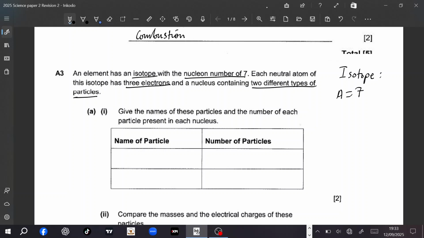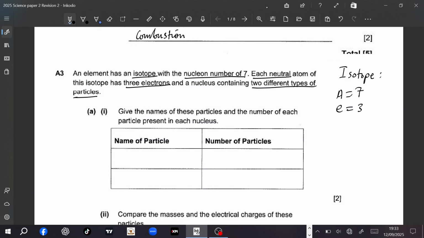Then other than that, we are told that each neutral atom of this isotope, the keyword is each neutral atom, has 3 electrons. So we know the number of electrons is equal to 3. And a nucleus containing 2 different types of particles. We have a nucleus, and in that nucleus there are 2 different types of particles.